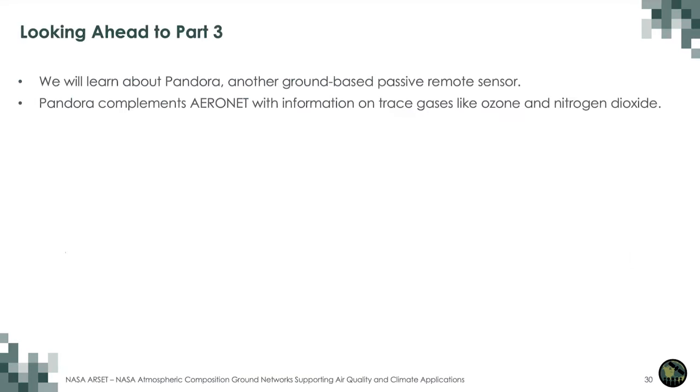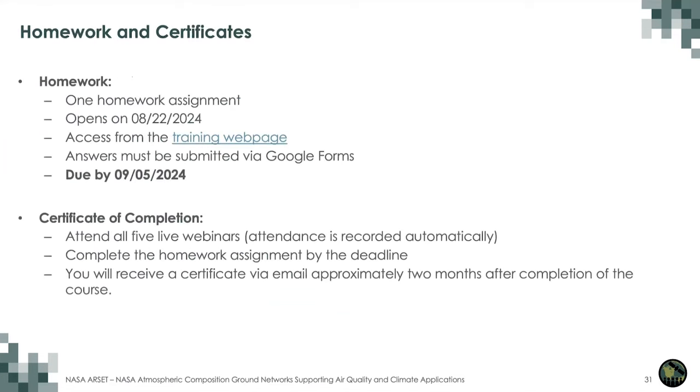All right, thank you very much, Pawan, and thank you, Peter, for that overview of how to access AERONET data. Looking forward to the next part of this training, we'll be learning about Pandora, which is another ground-based passive remote sensor, which provides complementary information to the AERONET network on trace gases like ozone and nitrogen dioxide in the atmosphere.